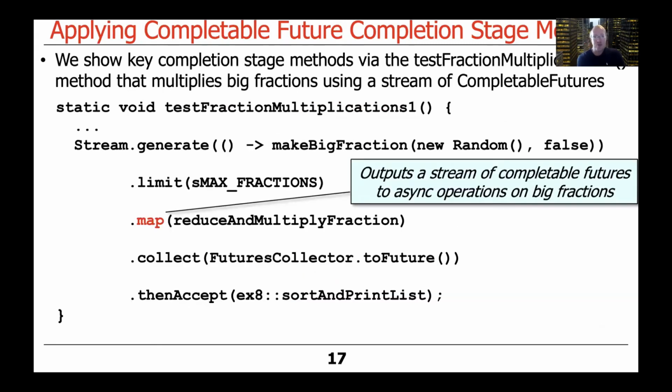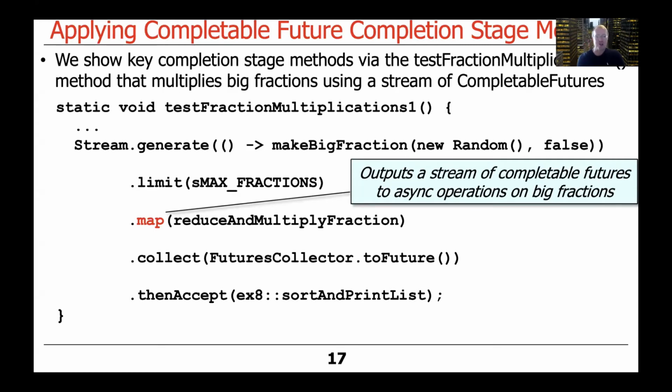So what we end up with as a result of all this is a stream of CompletableFutures that correspond to asynchronously operating processing on the stream of big fractions that are large, random, and initially unreduced. So we're reducing them and multiplying them asynchronously as part of the reduce and multiply fraction local variable, which is a lambda function. And map is then just making sure that this lambda function is called on every one of those large, unreduced, random big fractions.